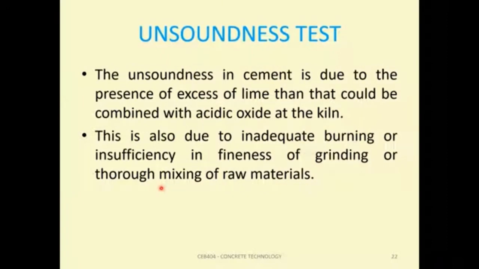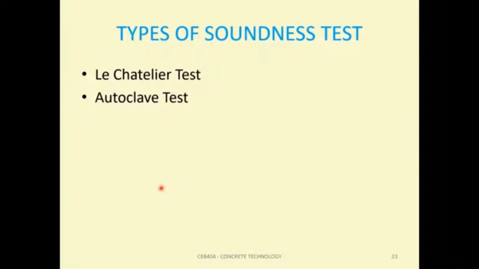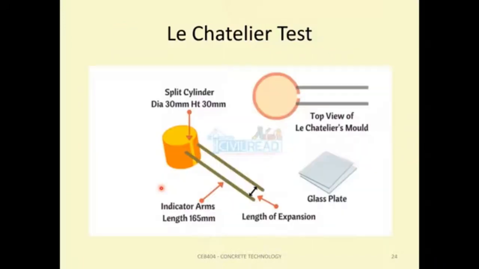The cement becomes unsound if an excess amount of lime is present, which is present during the cooling times. This is caused due to inadequate burning and insufficient fineness of grinding throughout mixing of the raw materials. There are two types of soundness tests, that is Le Chatelier's test and autoclave test.